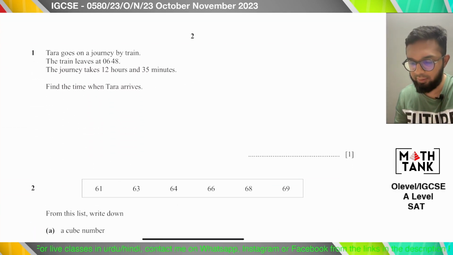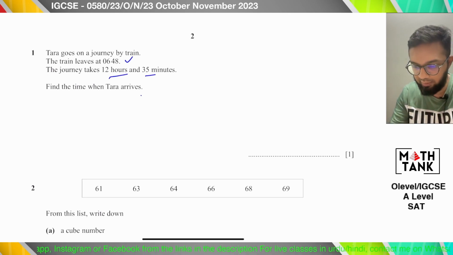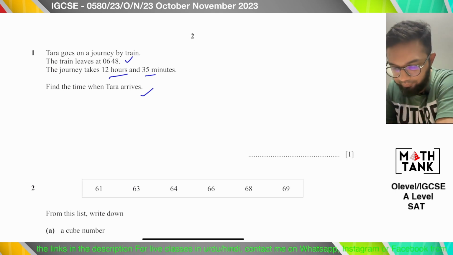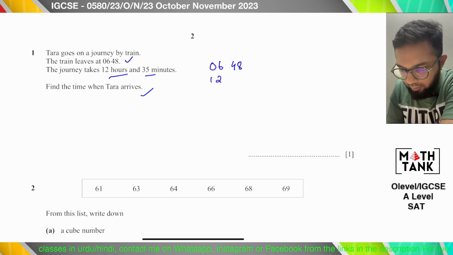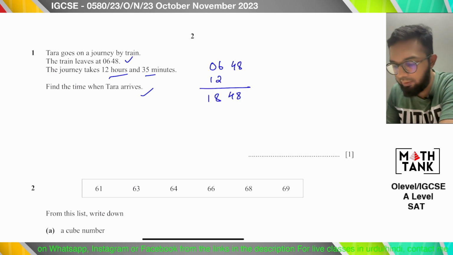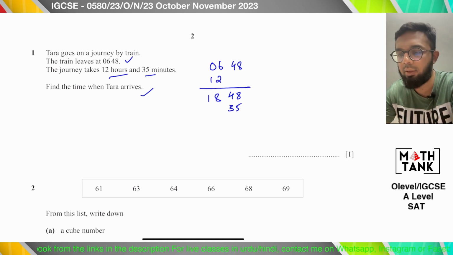It says Tara goes on a journey by train. The train leaves at 6:48. The journey takes 12 hours and 35 minutes. Find the time when Tara arrives. Okay, so let's add 12 hours first. That gives me 18:48. Let's add the minutes together. So plus 35. So 48 plus 35 gives me what?